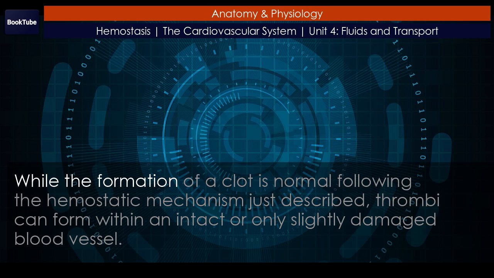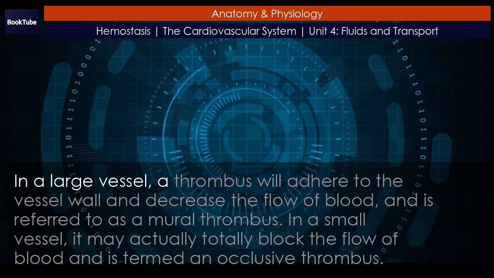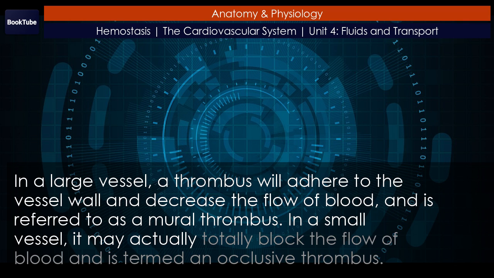While the formation of a clot is normal following the hemostatic mechanism just described, thrombi can form within an intact or only slightly damaged blood vessel. In a large vessel, a thrombus will adhere to the vessel wall and decrease the flow of blood, and is referred to as a mural thrombus. In a small vessel, it may actually totally block the flow of blood and is termed an occlusive thrombus.